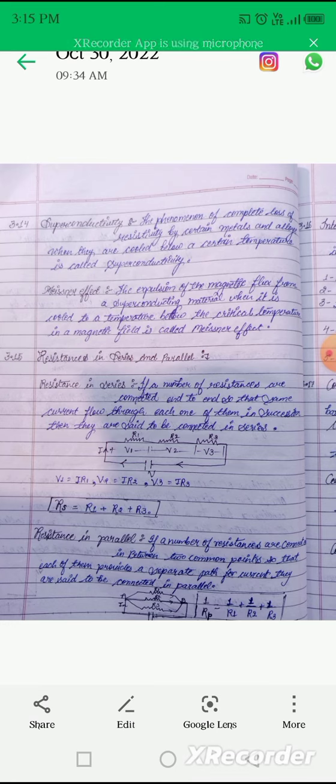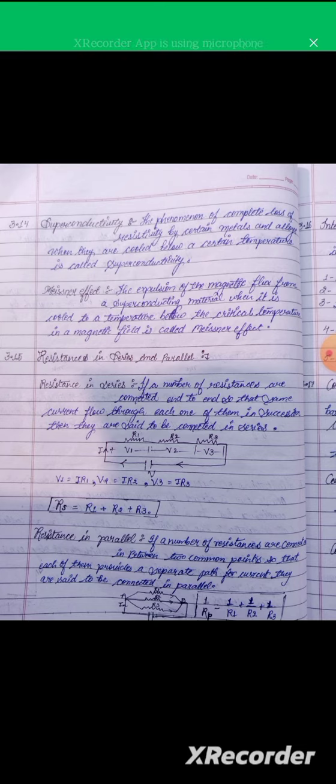Parallel. Now, if a number of resistances are connected between two common points so that each of them provides a separate path for current, they are said to be connected in parallel. R1, R2 and R3 are connected at common points A and B, and then a battery is connected. So 1 upon Rp equals 1 upon R1 plus 1 upon R2 plus 1 upon R3.